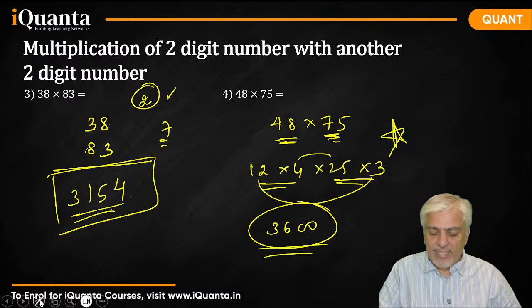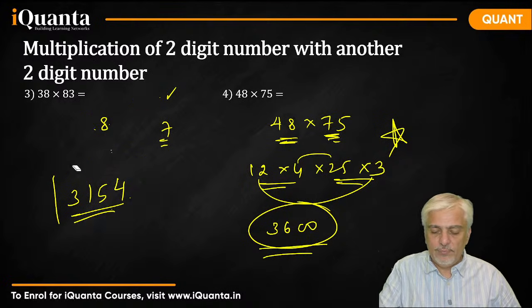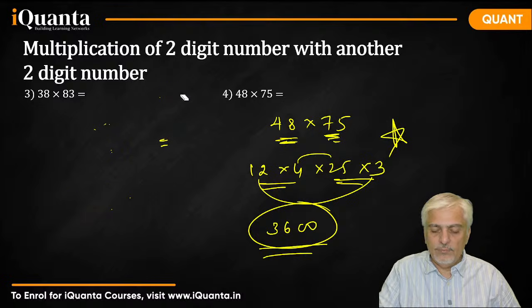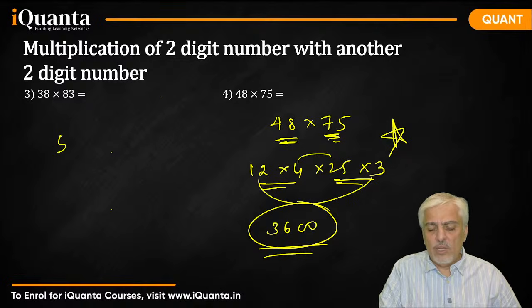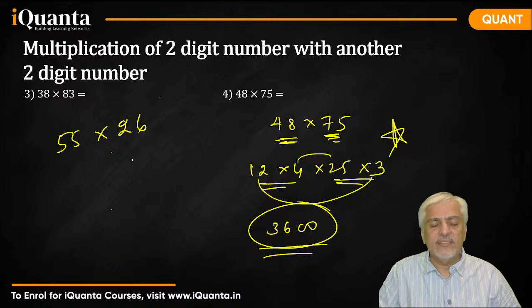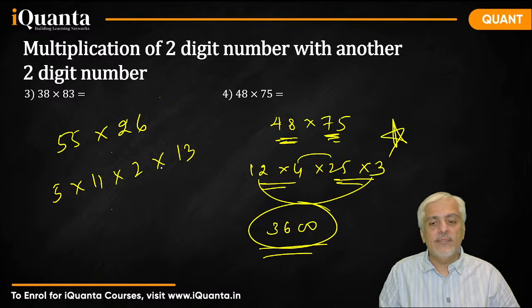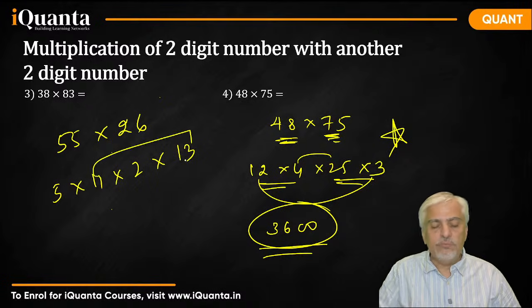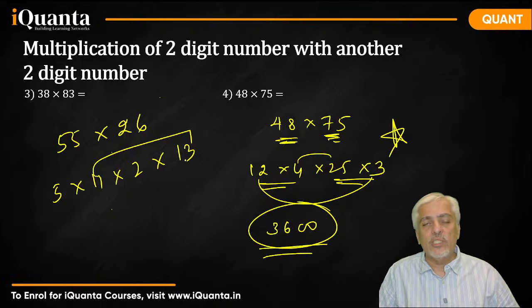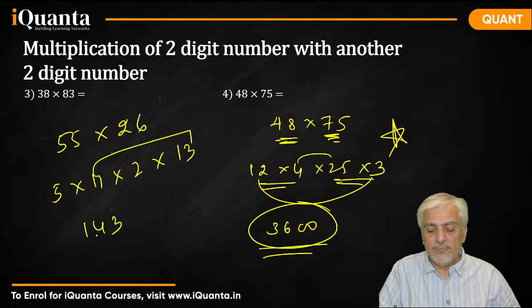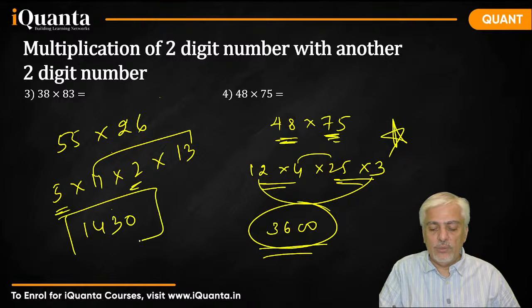Just for example, next time, say you have 55 into 26. At least do this much: 5 into 11 into 2 into 13. 13 elevens, maybe you know orally from your tables. What is 13 elevens? 143, and a 10, so 1430.